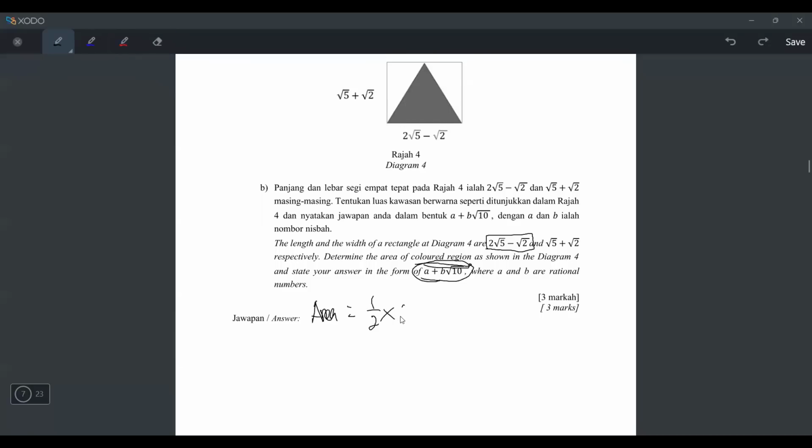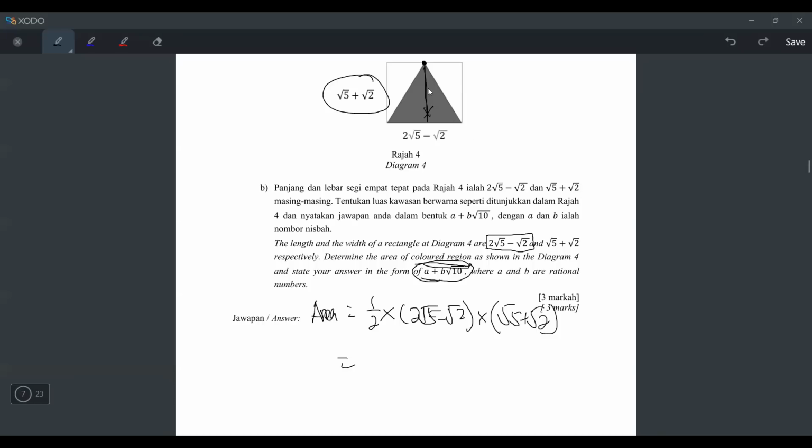The base is 2 square root 5 minus square root 2. And the height, you cannot take the slanted height. You cannot take this height, you cannot take this height. Because in the formula 1/2 times base times height, the height must be the perpendicular height, which is this height. And I have that already. It's this one, right? So it's just 1/2 times 2 square root 5 minus square root 2, times again with square root 5 plus square root 2. Okay, that's how you find the area of the triangle.